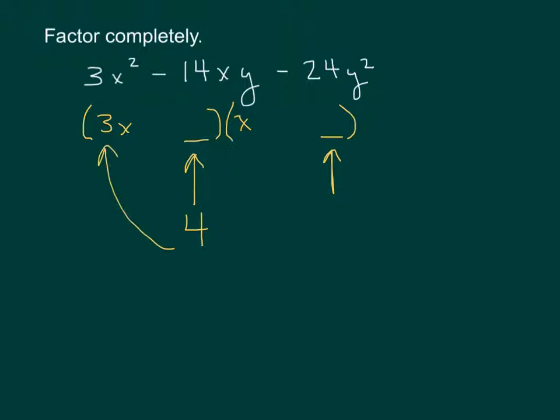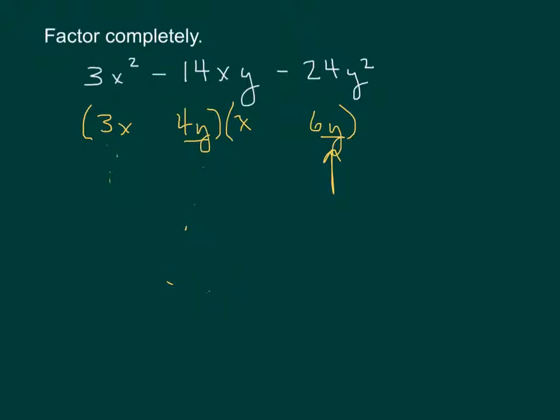The reason for that is 6 and 3 have something in common. So it can't be a 6 in this position. So if this is going to work, then we would have a 4y here and 6y here. So let's see if we can make this work. Now remember, first, outside, inside, last. That's the FOIL process, the acronym that's used.